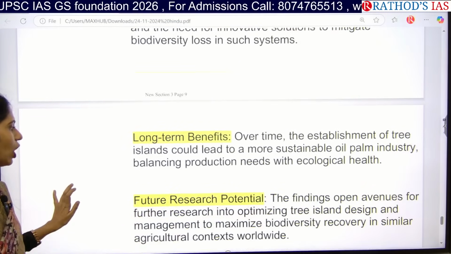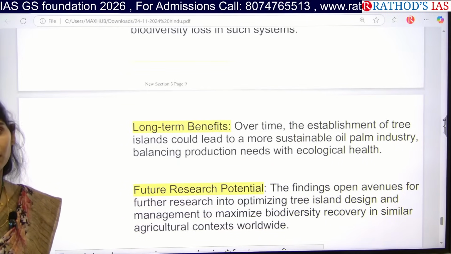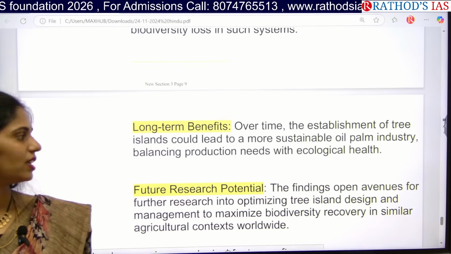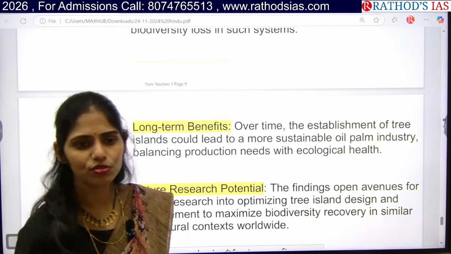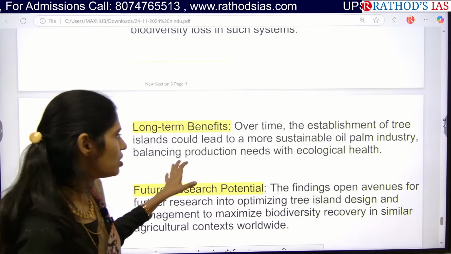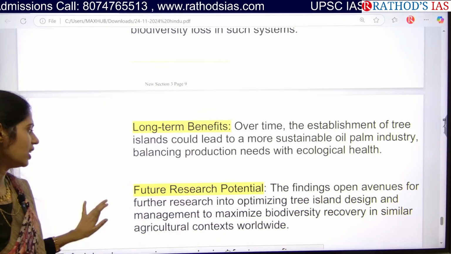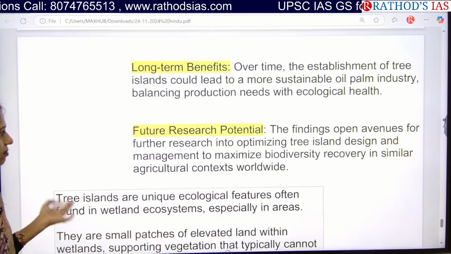And we are also having long-term benefits, like in this palm oil industry, we can balance the production, we can increase the production of this palm oil because we are importing from other countries. And we can maintain the ecological health. Okay, so that is the thing.